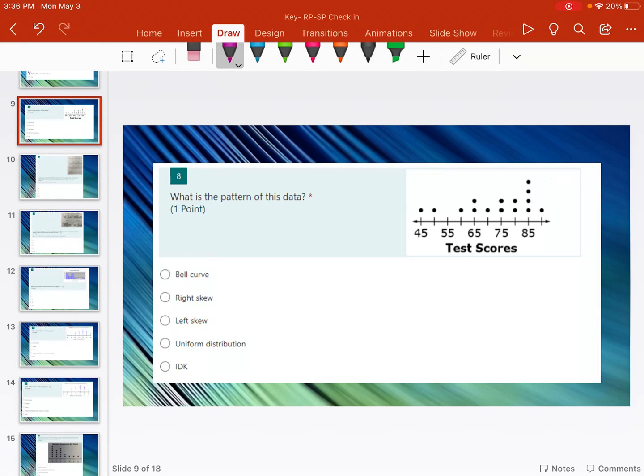Okay, we're going to go through questions 8 through 14. So first question, number 8, what is the pattern of this data? So remember when they ask you for the pattern of this data, there are a few options.